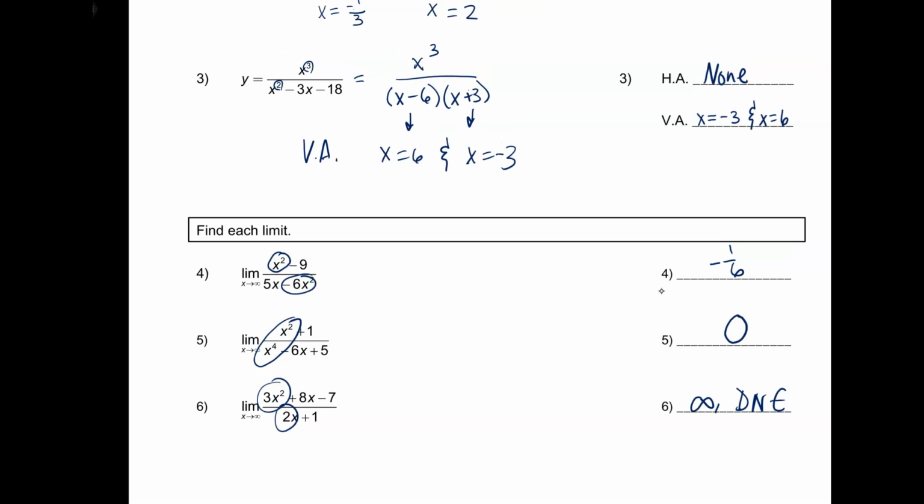So, for tomorrow, here's the plan. I'll let you go a minute early. We're going to go through the practice test, and if we have time, we'll go through the extra practice for section 2.4. I'll see you guys tomorrow.